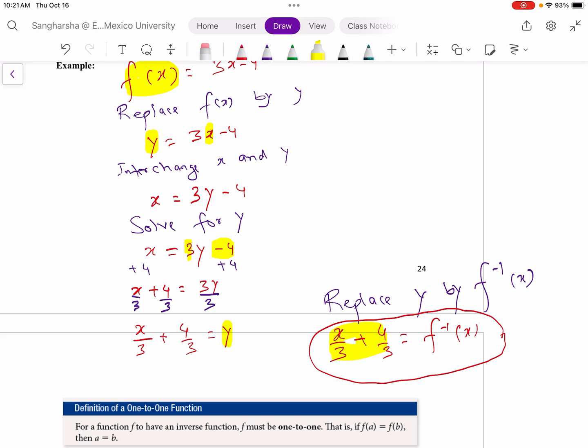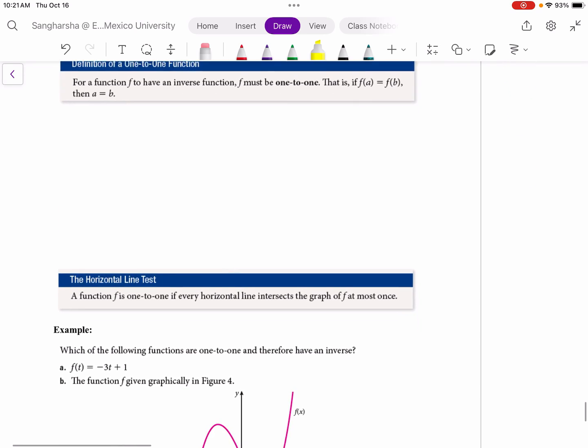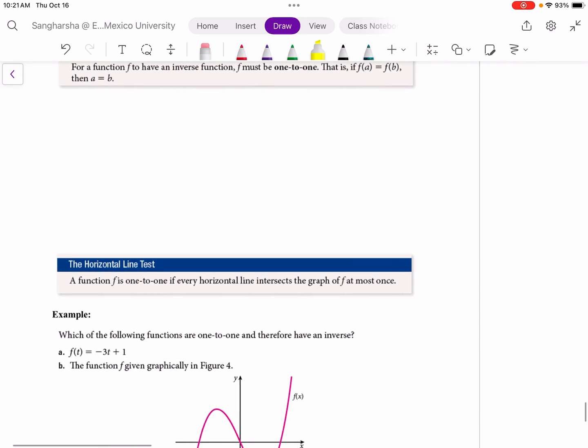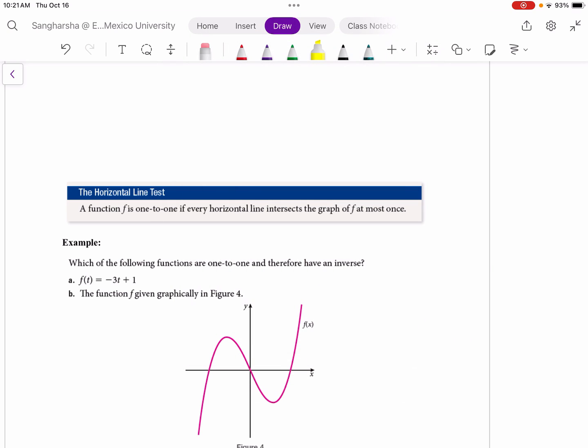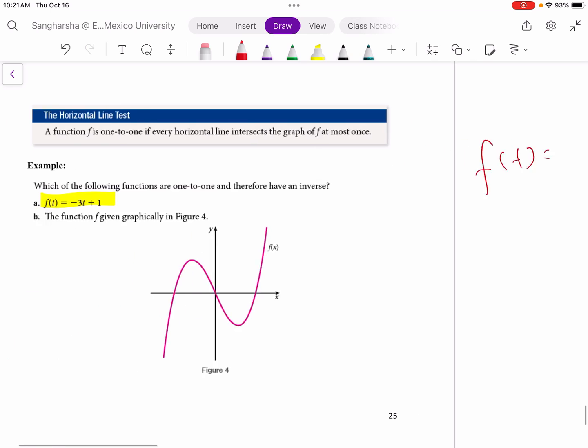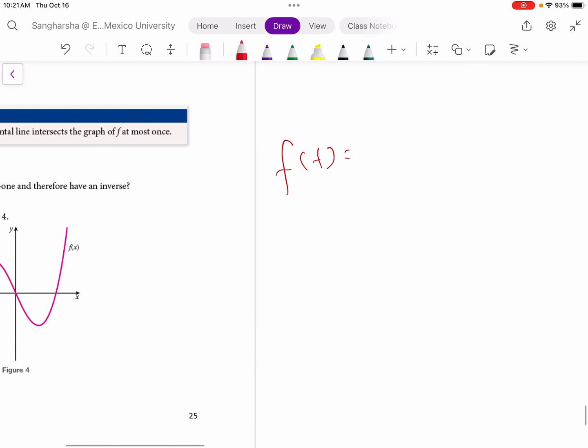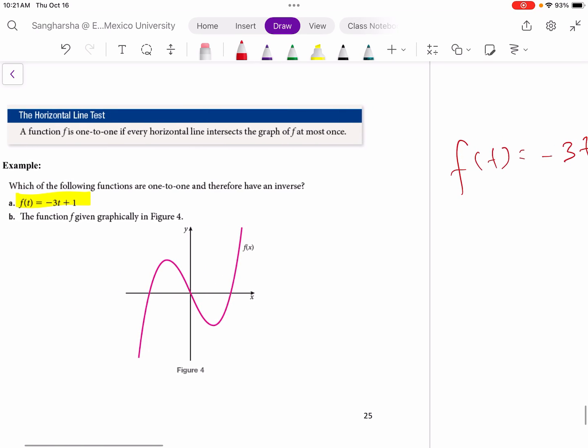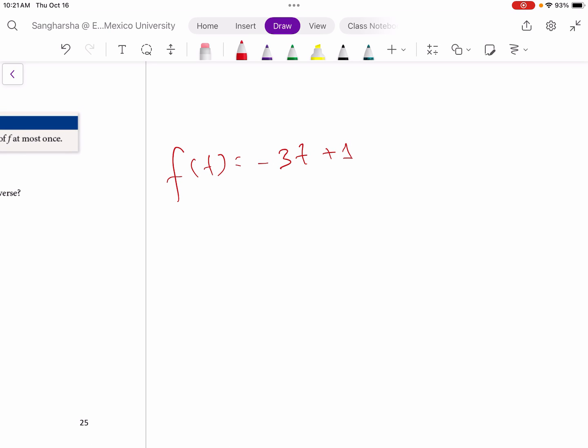Okay, let's find the inverse of one more function. So let me take this example. Here we have this function f of t equals negative 3t plus 1. So this is a function here. For this function, what do we have as an input? We have an input t, right?